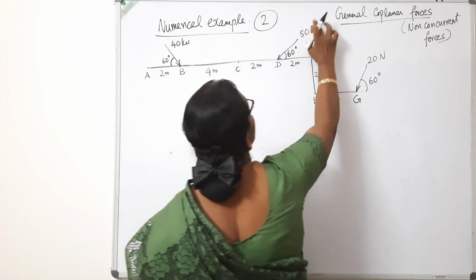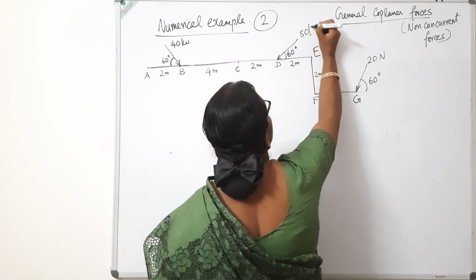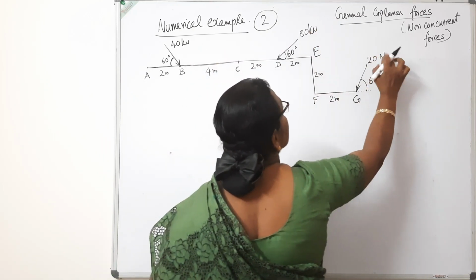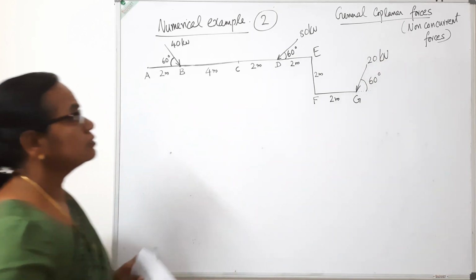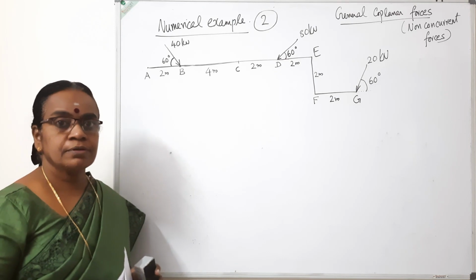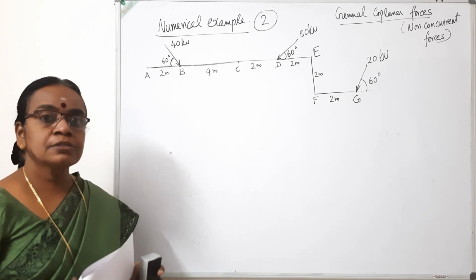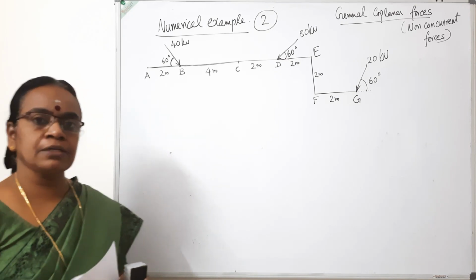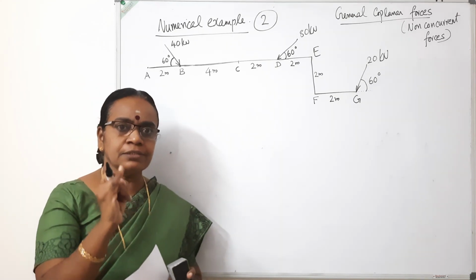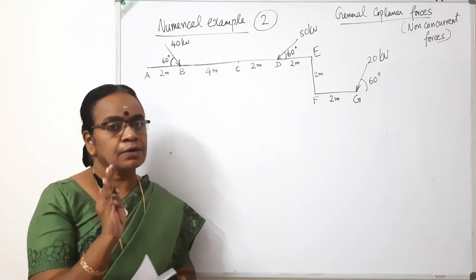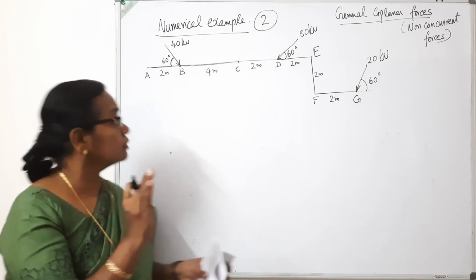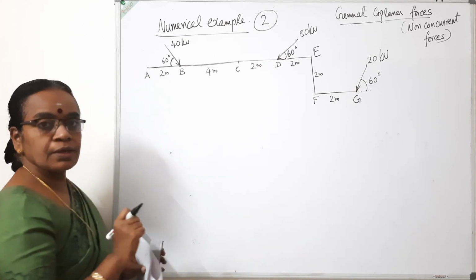All these forces are 40 kilonewton, 80 kilonewton and 20 kilonewton at 60 degrees. 1, 2, 3 force systems. So how to find out the resultant of this force system? We have to find out the magnitude of the resultant, the direction of the resultant and its location. You can find the location here. I think we can find it with respect to the point A.